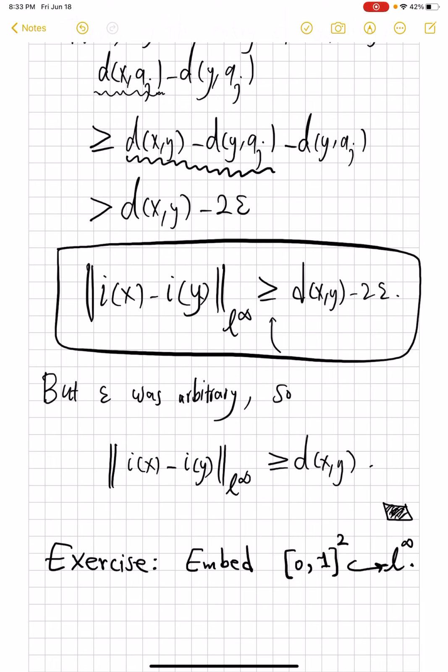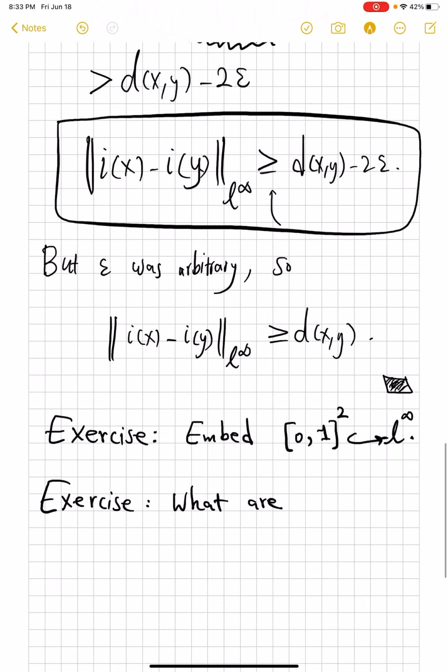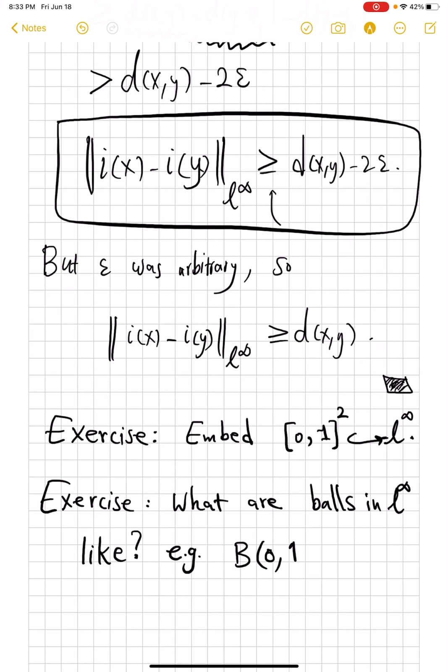And the other simpler exercise probably will be, what are balls in L infinity like? So what do they look like? What is the shape of a ball? So for example, draw a picture of, say, the ball at 0, radius 1.